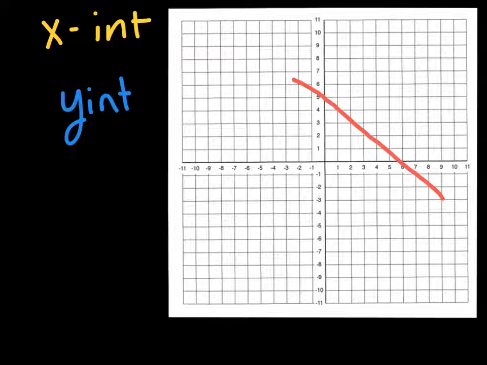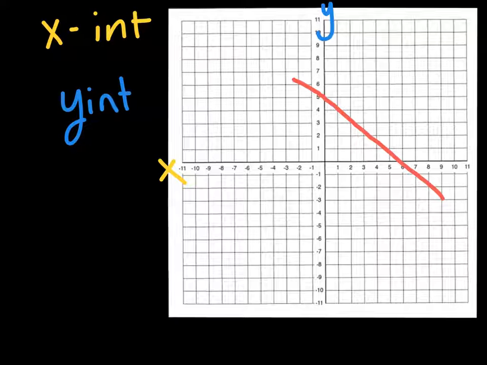In order to understand what these are, let's do a quick review. First of all, we know that we have the x-axis right here. That's going across. Let me do that in yellow to remain consistent. The x-axis goes across and the y-axis goes up and down. Y right here, x over here. Now we'll start with the x-intercept.